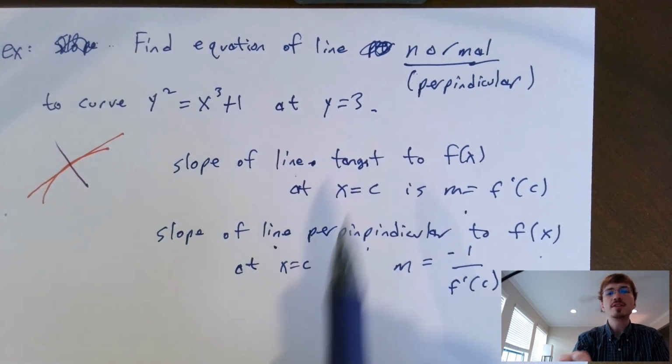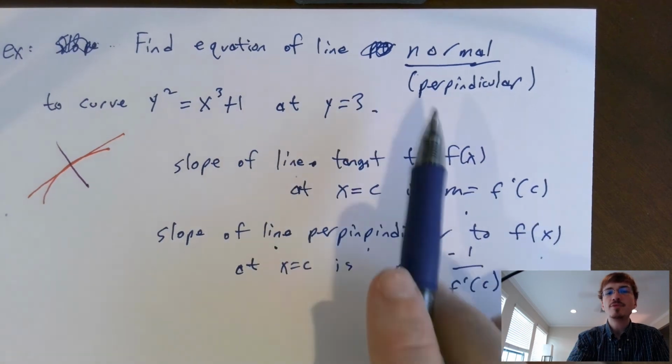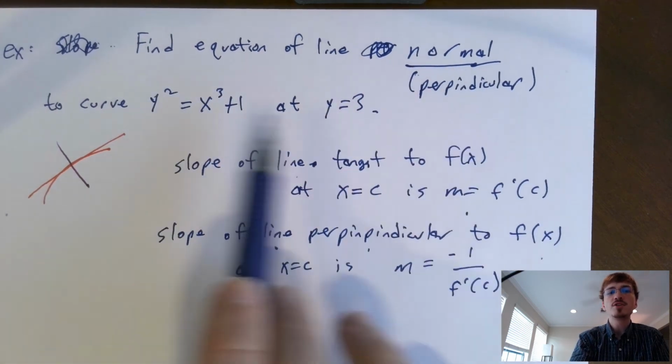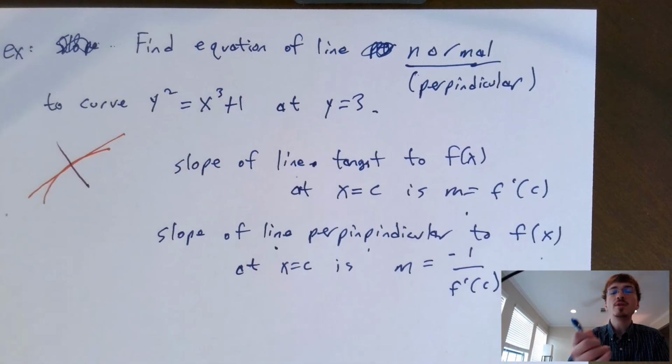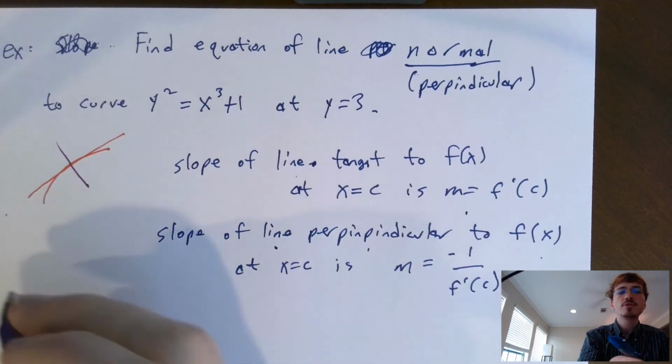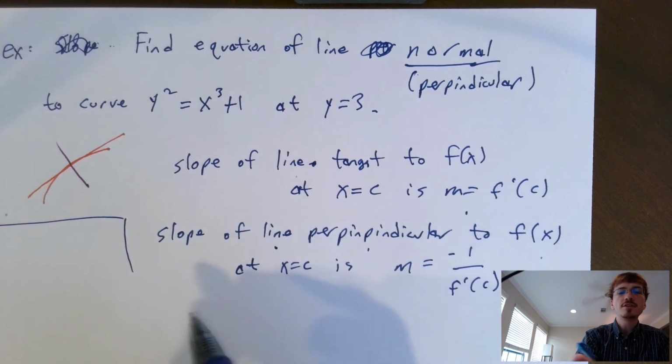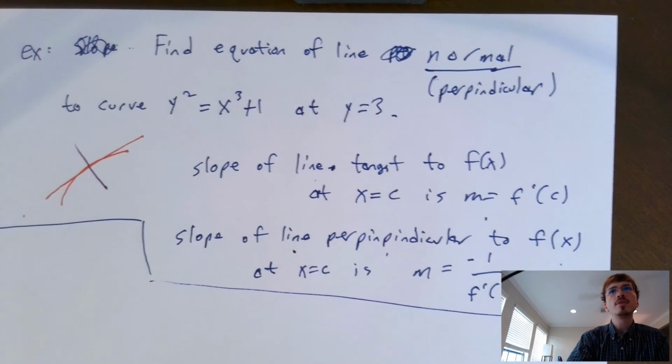Let's see how to use that to solve this problem. How do we find the equation of the normal line to this curve at this point? What do we need? We need a point and a slope. So let's go on the hunt.